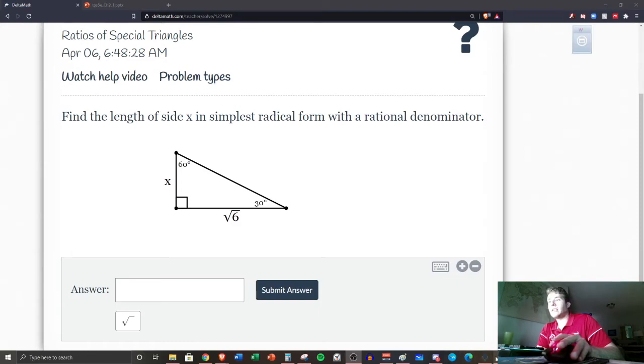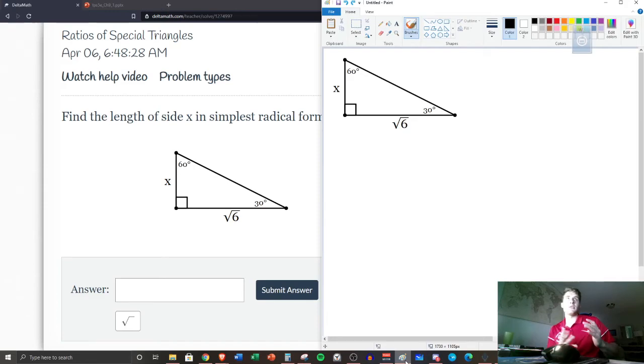Okay, it took me a little bit, but I did find one that's going to work for us. So we have this example here. This will be the last one of this video, so let's go ahead and write that down. There is a 30-60-90 special right triangle.